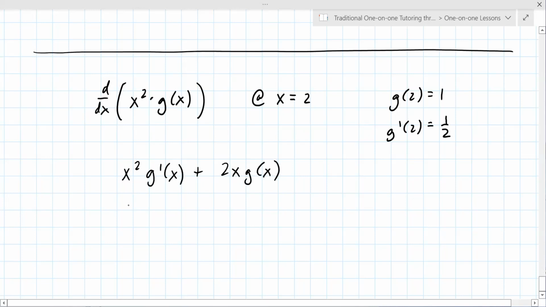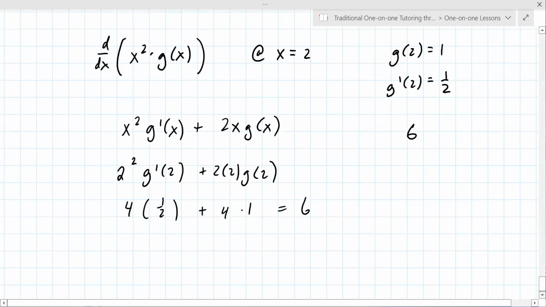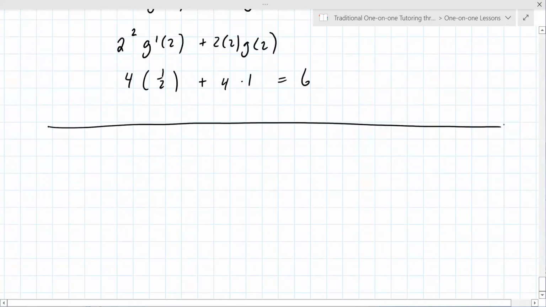I got 6. Okay, I'm almost caught up to you here. G prime of 2 plus 2 times 2, g of 2. So that's your 4 times 1/2 plus 4 times 1. Yeah, it looks like it's 6. Good. Okay, so we'll do a couple of quotient rule problems here. Let's go.